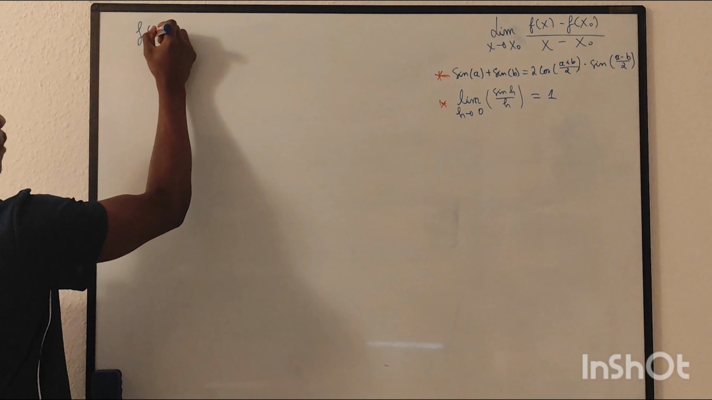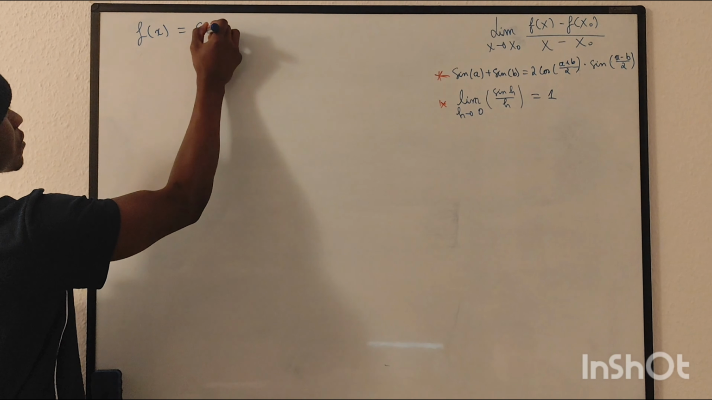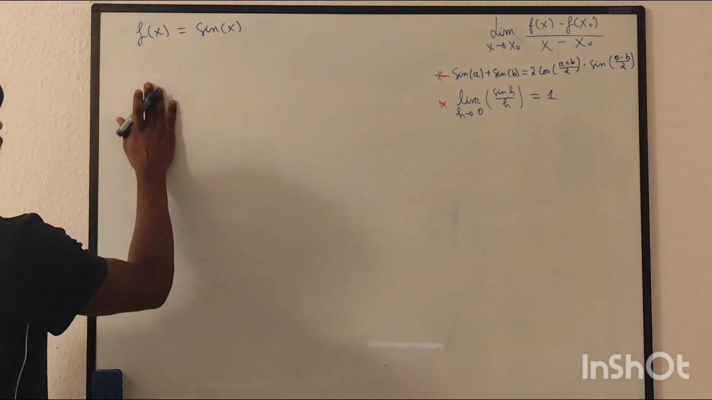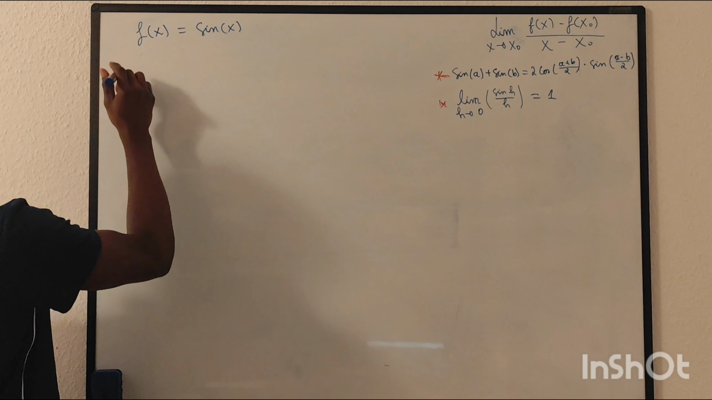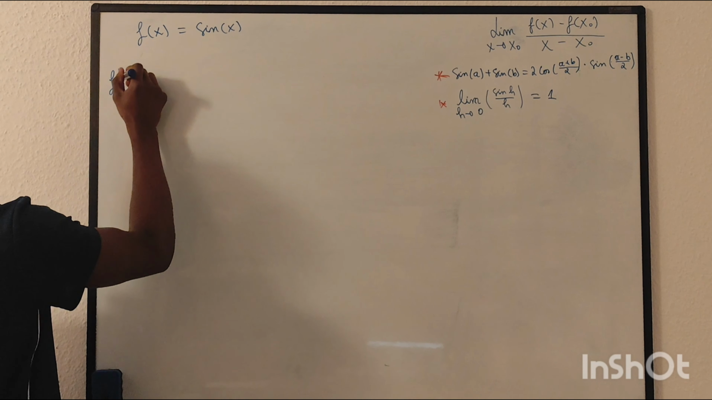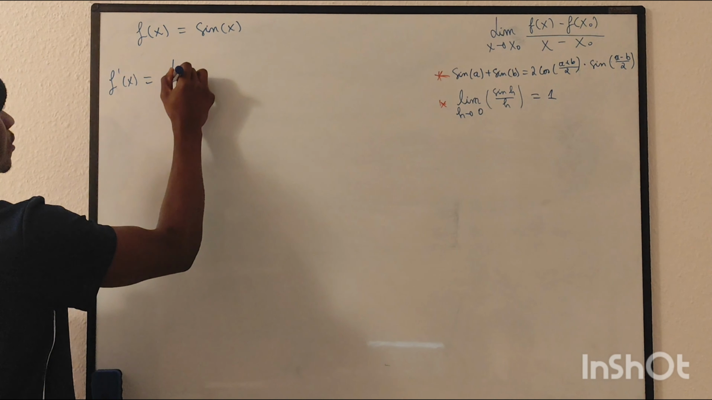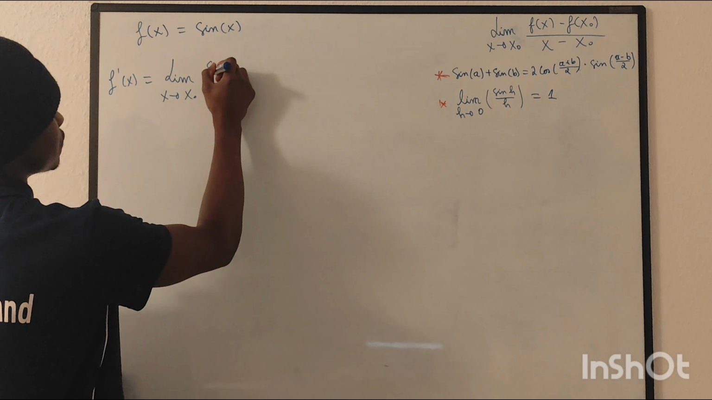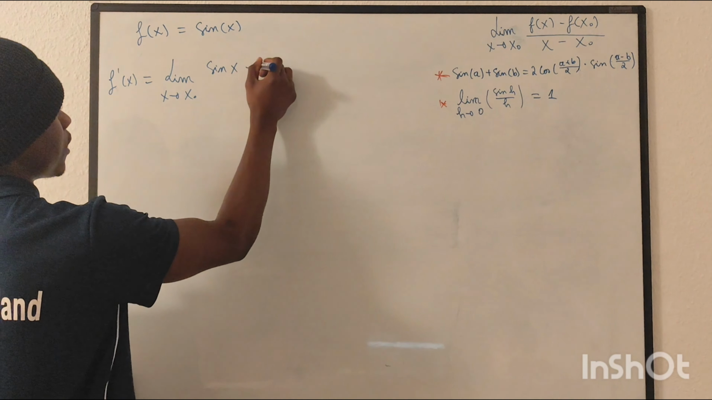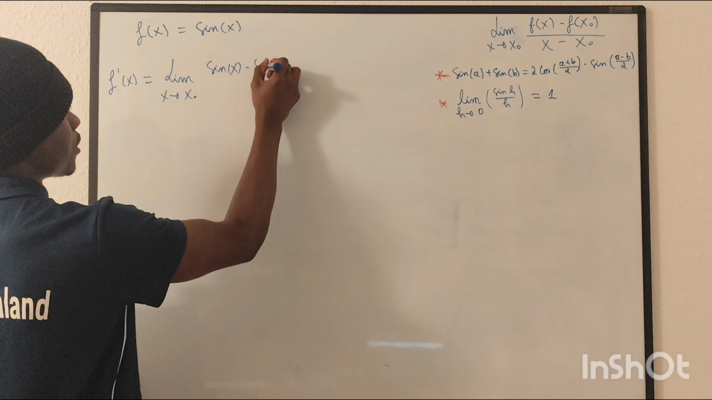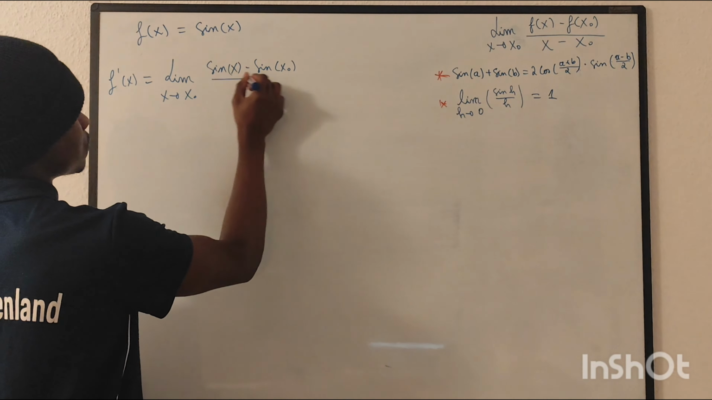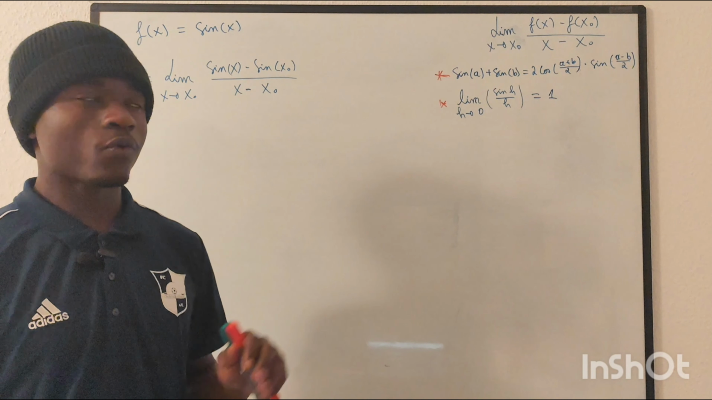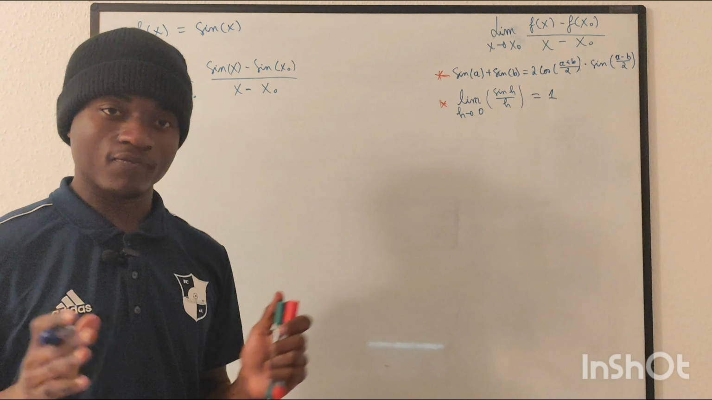Let's start. f(x) equals sine x. So I will have the formula: f prime of x will be the limit when x comes to x0 of (sine x minus sine x0) over (x minus x0). I guess it's obvious for you what we need to do here. We need to make the factorization.